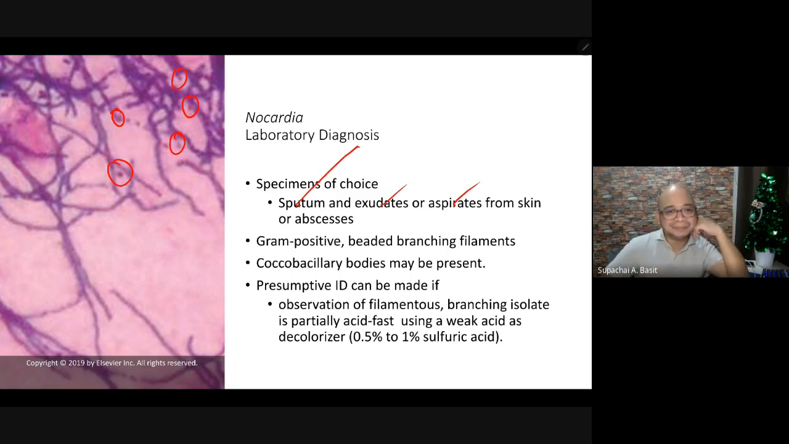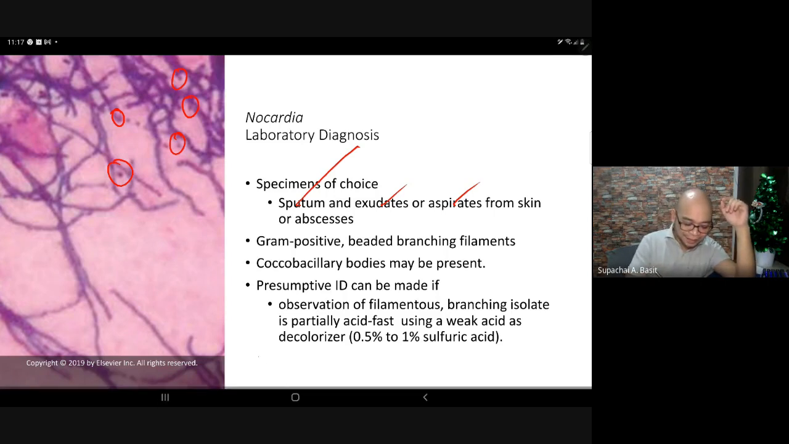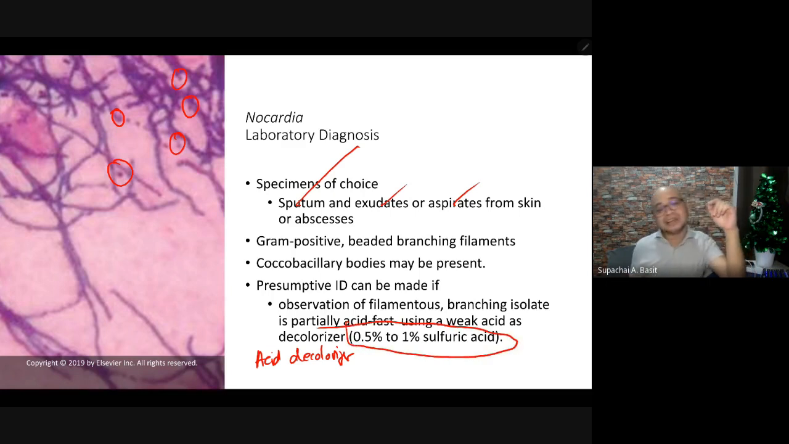Beaded branching filaments. Cocobacillary bodies may also be present, and the presumptive ID would be filamentous, as shown here, branching isolate, and they are partially acid fast. So in acid fast, we are usually using an acid decolorizer, and it has to be weak, containing only about 0.5 to 1% sulfuric acid.